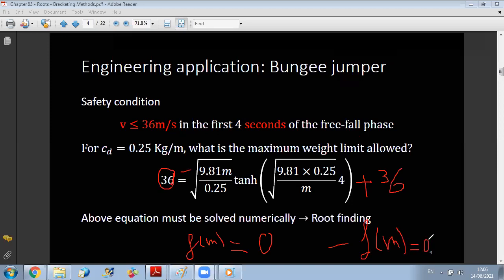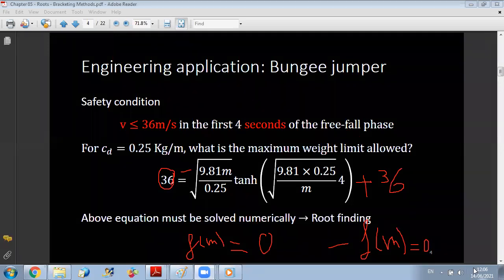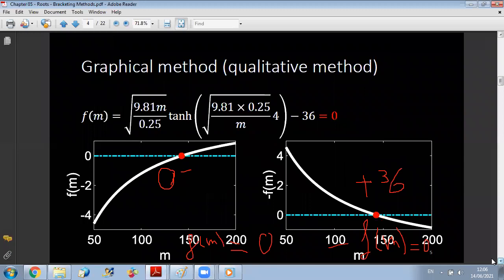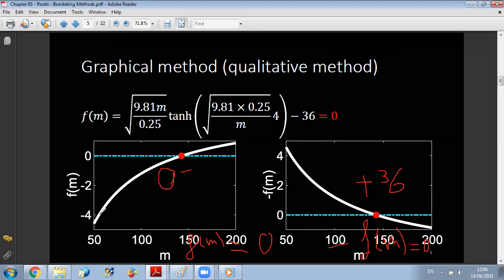Now, the simplest method one can think about is that to know nearly where my root is, I can, for example, take several values of m and try to draw my function. If I take a number of points that is high enough, I can draw my function, and I can look at the intersection point with the axis of m here. I can draw f of m or minus f of m because the root will be the same.